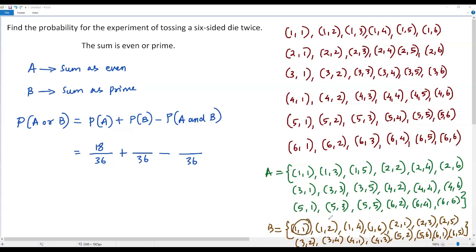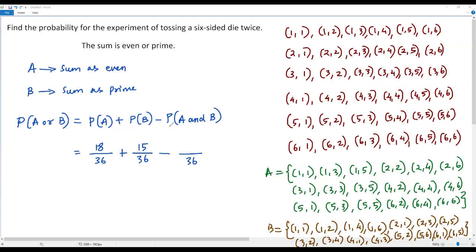Okay, so now I got the outcomes where the sum of two numbers is a prime number. Let me count it. 1, 2, 3, 4, 5, 6, 7, 8, 9, 10, 11, 12, 13, 14, 15. There are 15 outcomes out of 36 where we get the sum as a prime number. Okay, let me write 15. So 15 is the number of favorable outcomes for event B.